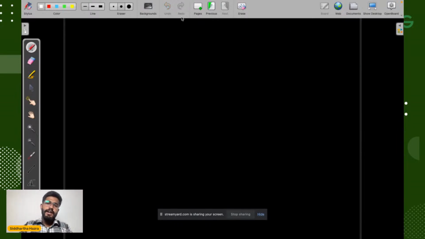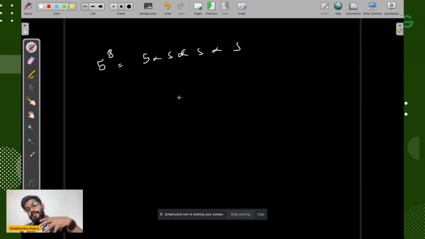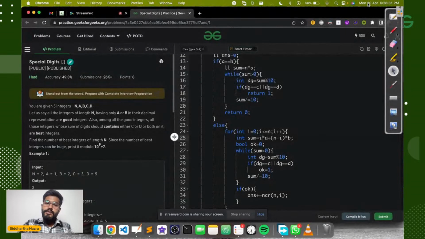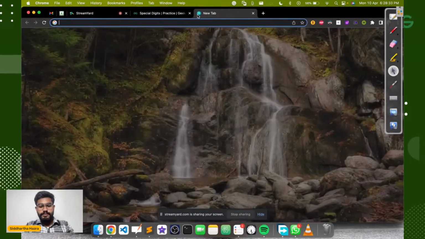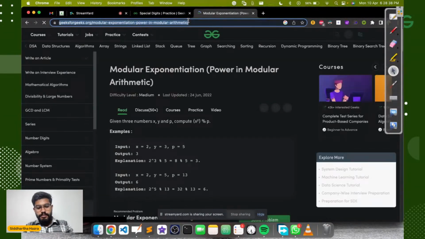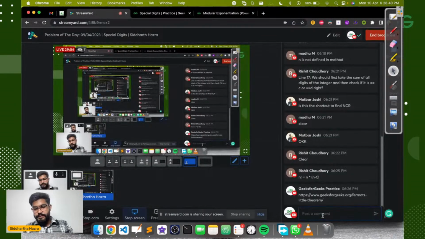Like suppose we have something like 5 to the power 8. So we just multiply 5 eight times. We can't do that for such large powers. So to do the power thing in a very efficient and fast method, we use something known as binary exponentiation. Okay. Now what is binary exponentiation? Binary exponentiation is this one.